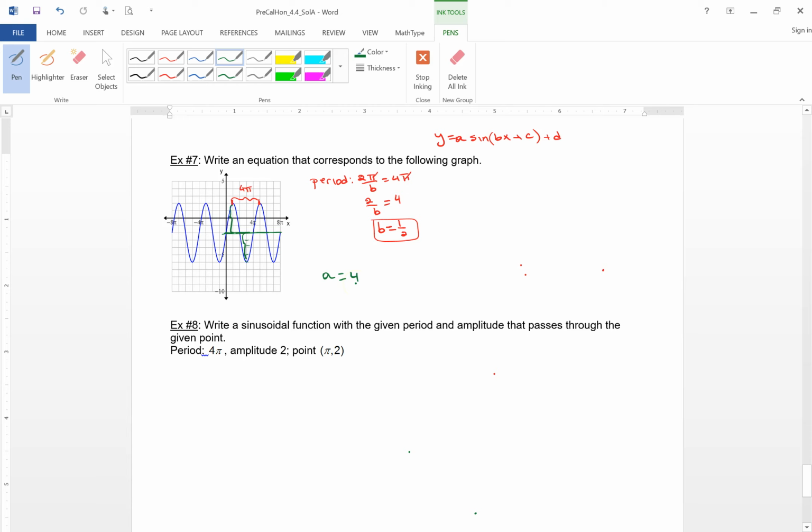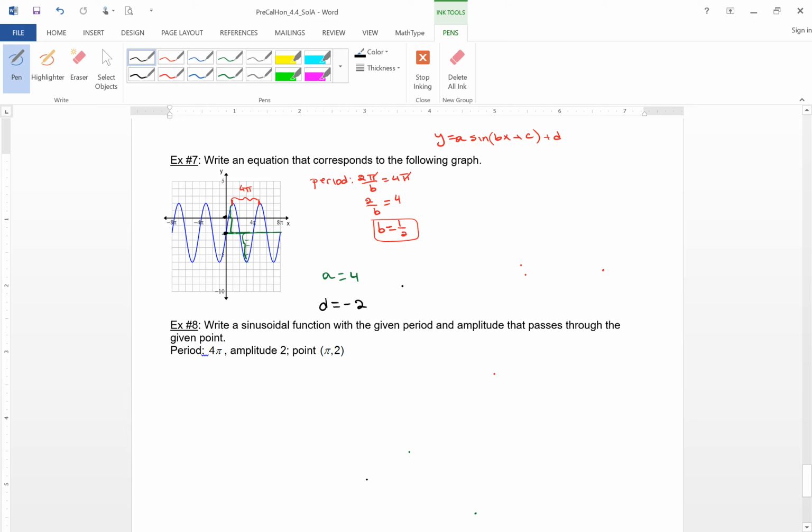Now, has there been a vertical shift? Well, yes, it has, because whereas sine would have started here, now it starts here. So it's moved down 2. So d is -2. And now what about the horizontal shift? It looks like actually there is no horizontal shift because it's just moved down a little bit. So now I have everything I need. My c then is equal to 0.